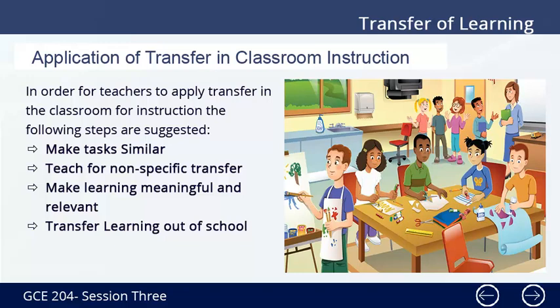Transfer learning out of school. Students sometimes fail to process learning tasks well because they question their usefulness. One way to minimize this problem is to extend all academic or in-school learning to out-of-school contexts, preferably those students can find in their natural environment.